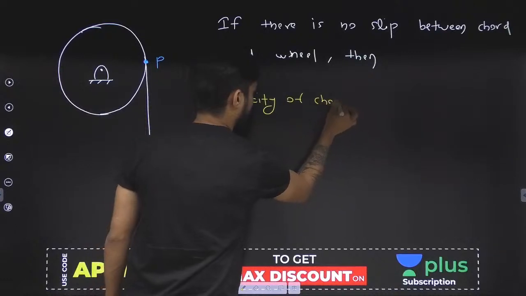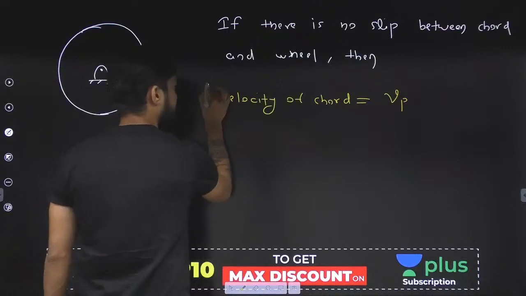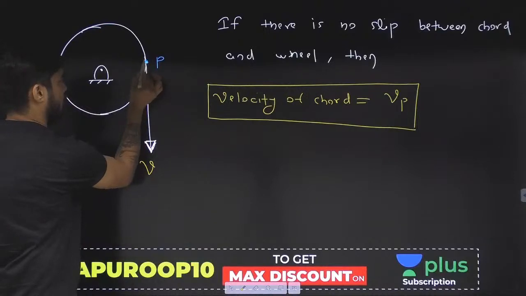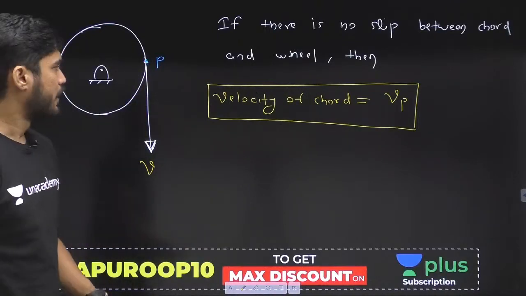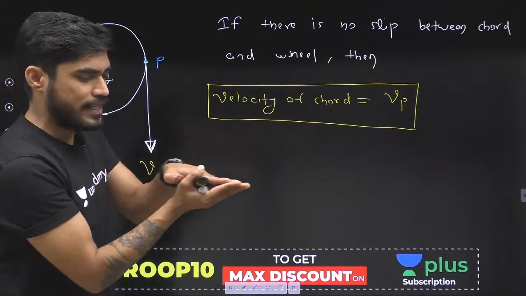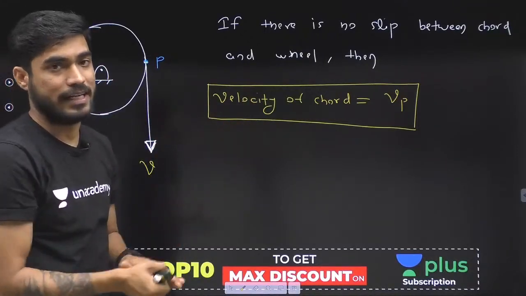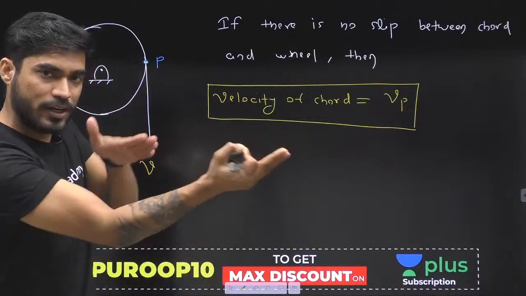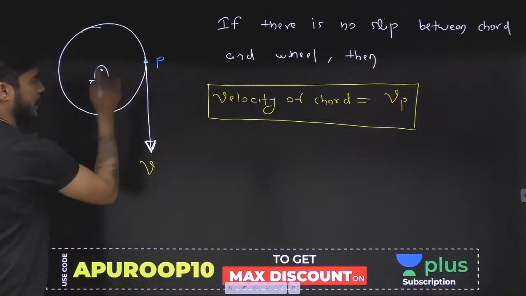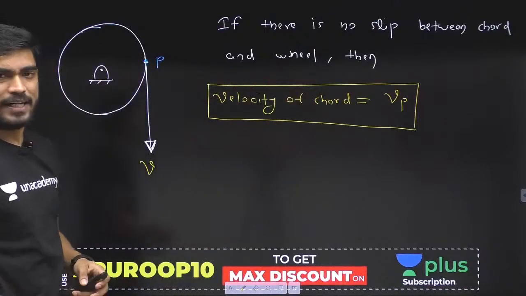Velocity of the cord will be equal to the velocity of P, because there is no slip. Because there is no slip, the relative velocity at this point should be 0, right? If two bodies are connected together and both are moving with no slip, then there must be no relative velocity. If one body is slipping over the other, there will be some relative velocity. So here there should be no relative velocity, so whatever is the velocity of the cord should be equal to the velocity of point P.